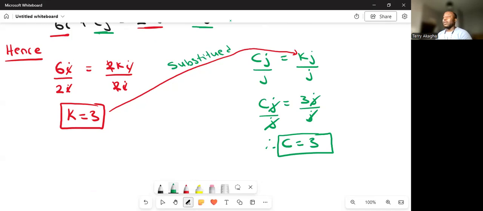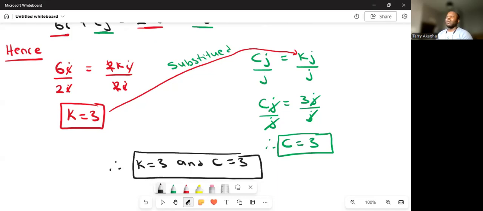So now, therefore, we can now say the k is equal to 3, and the c is also equal to what? 3 in this case. All right? And that'll be that for that.